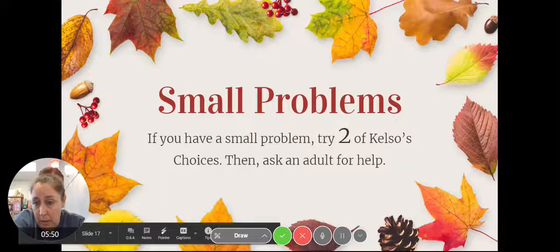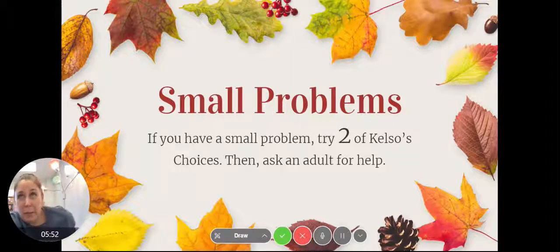So when you have small problems, another example of online small problems would be your internet not working, or your link isn't working in Schoology, or Schoology is down. Now, it feels like a big problem in the moment, but it's not. No one's going to get hurt. It's not illegal. It's just frustrating and annoying. So those are still small problems.